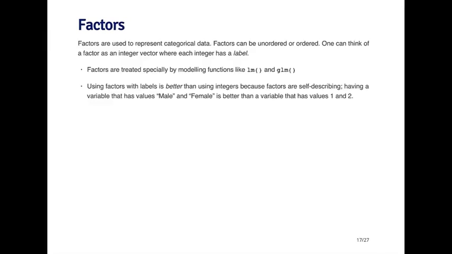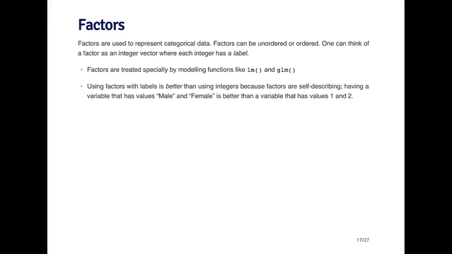So a factor is a special type of vector which is used to represent categorical data. There are two types of factors: unordered or ordered. You can think of this as storing data that have labels that are categorical but have no ordering, for example, male and female. Or you can have ordered factors, which might represent things that are ranked. So they have an order, but they're not numerical.